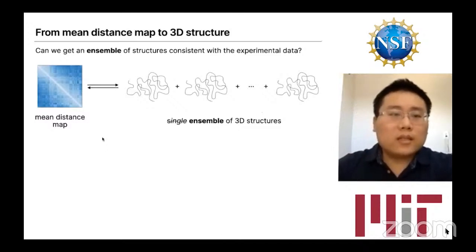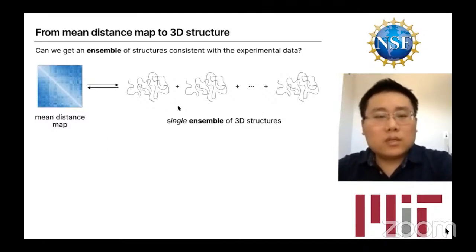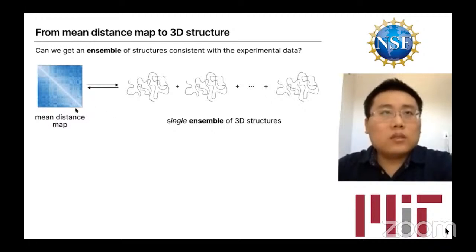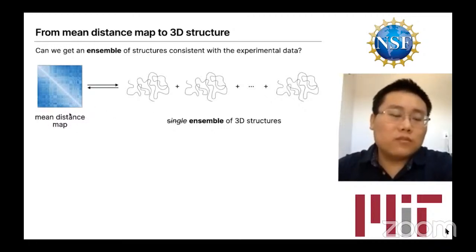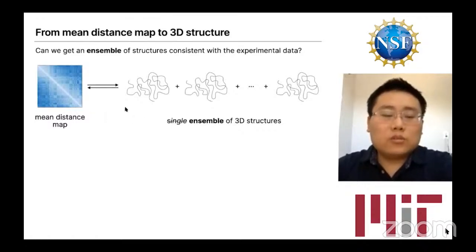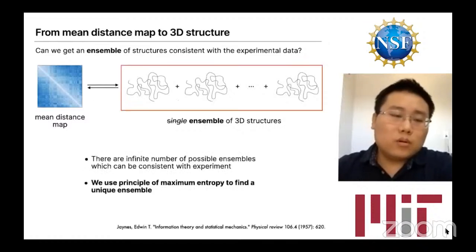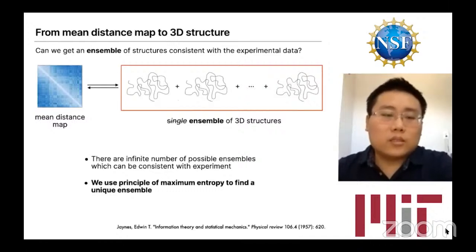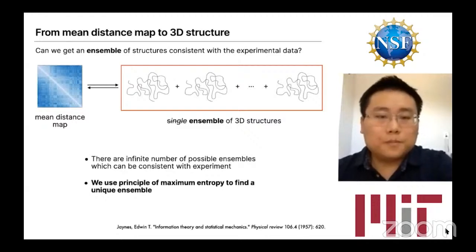So our model should take this variation into consideration as well. The question is: can we get the ensemble of structures consistent with the experimental data? The starting point here is our inferred mean distance matrix calculated from the Hi-C data, and we should generate an ensemble of structures which in reverse can give back our inferred distance matrix, right? In principle, there are an infinite number of possible ensembles which can be consistent with our target. Here, we use the principle of maximum entropy to find the unique ensemble.